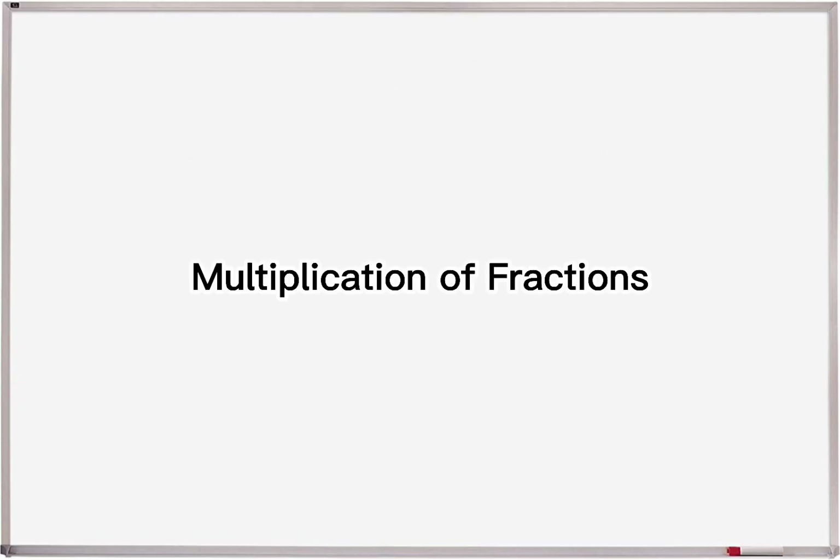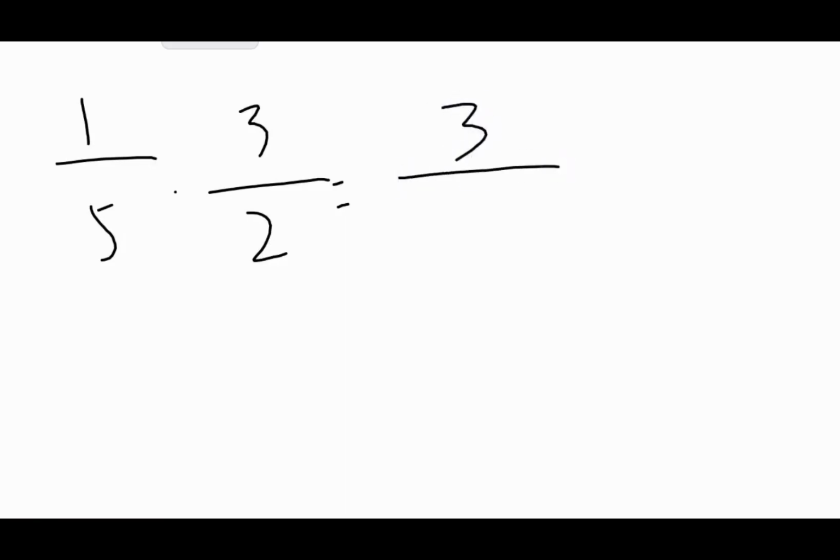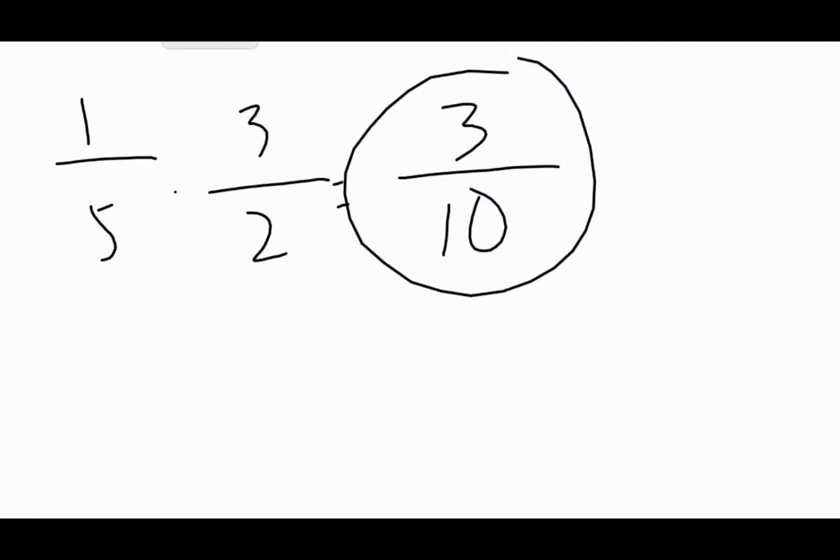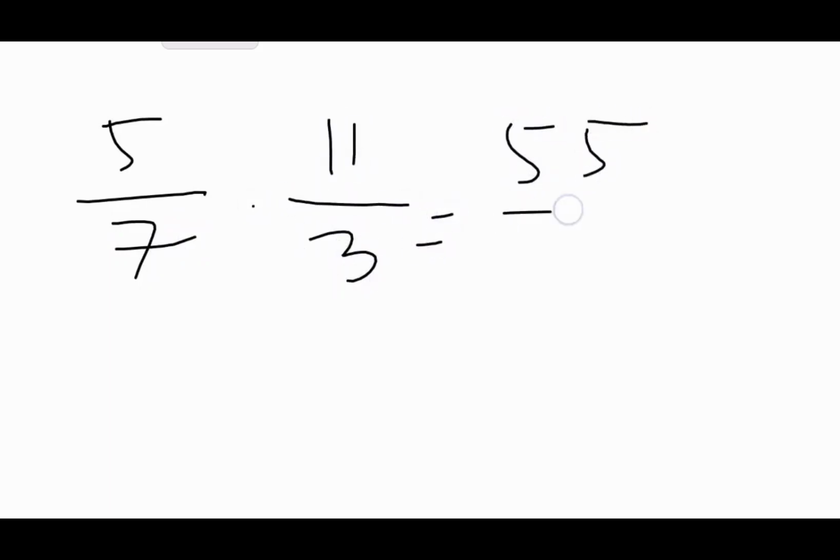So those are the ways in adding and subtracting similar and dissimilar fractions. Now let's proceed to the multiplication of fractions. 1/5 times 3/2. So you just directly multiply the numerator and the denominator. 1 times 3 is 3 and 5 times 2 is 10. This is the answer. Another, 5/7 times 11/3. That's 55/21. This is the answer.